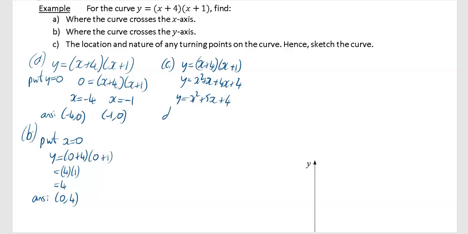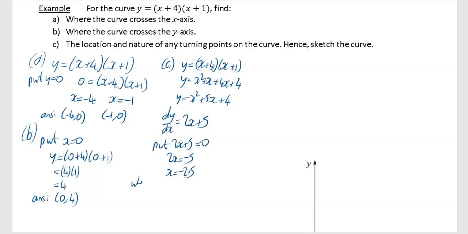What you then need to do is find dy/dx. The reason you need to find dy/dx is we want to find when dy/dx is equal to 0. So differentiate your y to get dy/dx. You're going to get 2x + 5, and then put 2x + 5 equal to 0, which means 2x = -5, which means x itself is equal to -2.5. And I'll find the y value now for that.